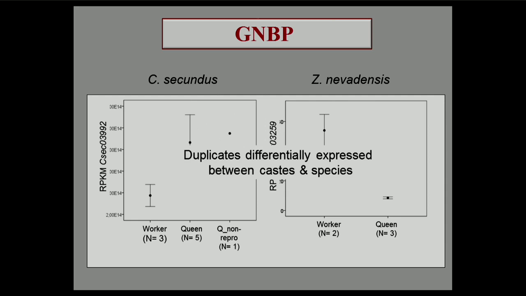Okay, so again, the same pattern. We have duplicates within the termites. They are differentially expressed between castes, and this differential pattern is different between the species.